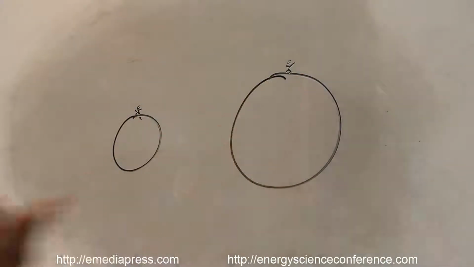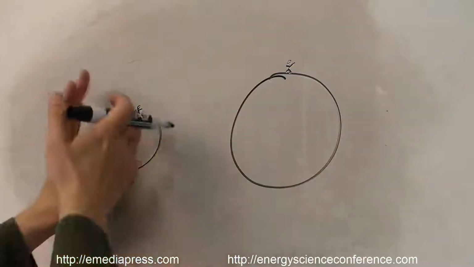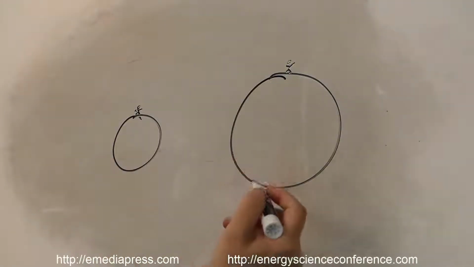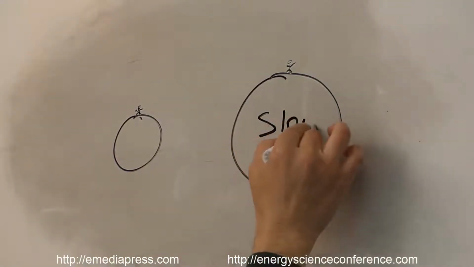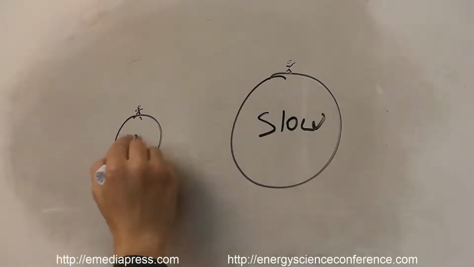Let's say they're equal in elements and everything else. The density is the same per unit volume. It displaces the same amount of ether, but you just have so much more displacement happening here than you do here. And so what happens is this will be slow and this will be fast.